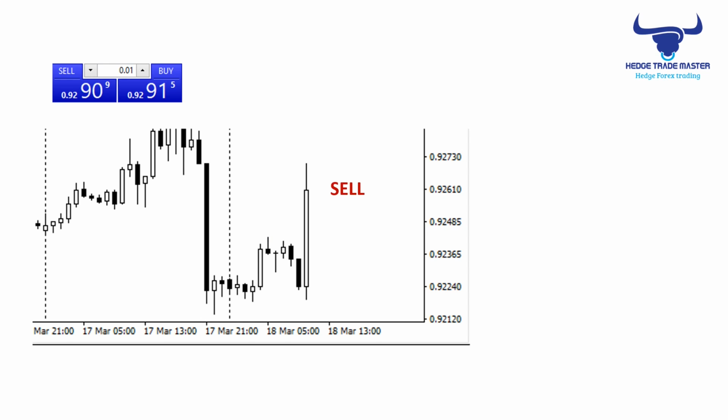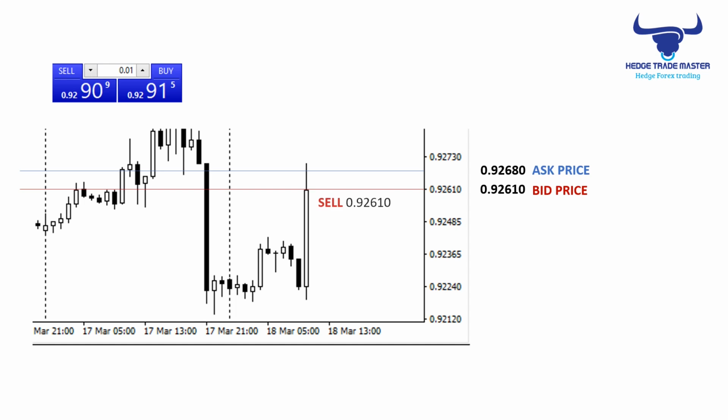Assume you sell and the chart went down, you are in profit. If you sell and it went up, you're in loss. The same applies when you buy and it went up, you are in gain. But if you buy and it went down, you're at a loss. Okay, as simple as that.